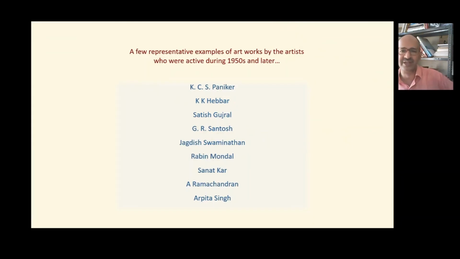Now, a few representative examples of artworks by the artists who were active during the 1950s and later. Of course, we are missing out on some other important artists here, but they will feature in our next lecture, that is lecture number 15. So we have K.C.S. Panikkar, the leader of the Madras Art Movement. We have K.K. Hebbar, Satish Gujral, G.R. Santosh, Jagdish Swaminathan, who is very well known as J. Swaminathan, Robin Mondal from Kolkata, Shanotkar also from Kolkata, A. Ramachandran, who studied in Shantiniketan from Kerala and lived in Delhi, and then of course Arpita Singh from Delhi.